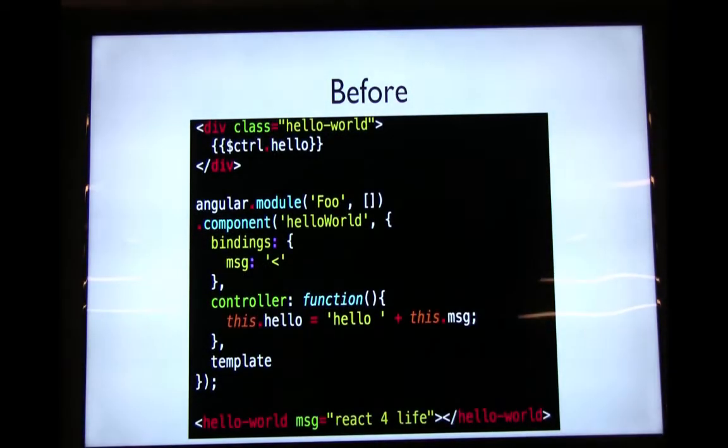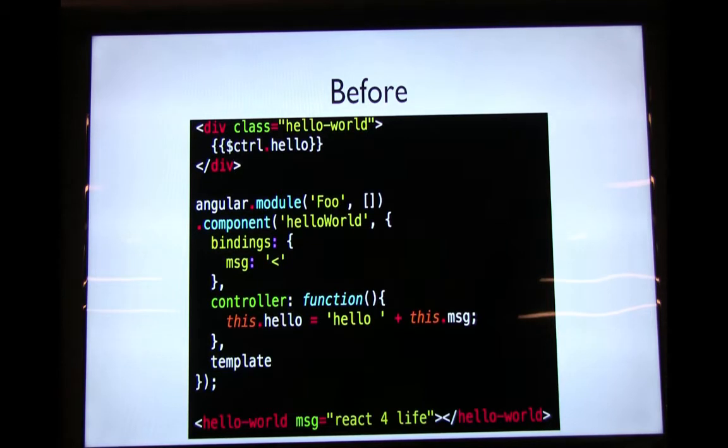So here's a basic example of that, before and after. Here's an Angular component. Pretty simple. The template displays the hello string, which is defined in the controller. And then at the bottom you can see how to use it from an Angular component. So it's just a hello world thing.